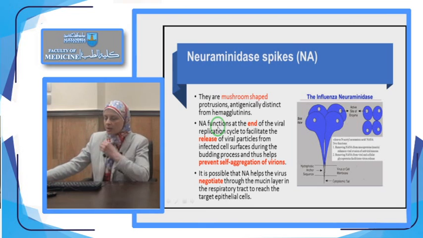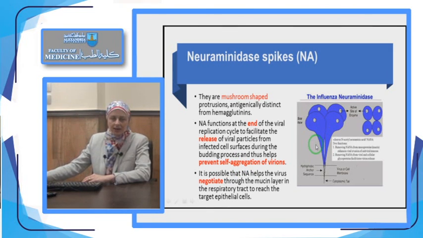The function of the neuraminidase: it functions at the end of the replication cycle to facilitate the release of the viral particle from surfaces during the budding process. So it prevents the self-aggregation of the virions inside the cell. It helps with the release. It is also possible that it helps the entry of the virus by helping it negotiate through the mucous membrane in the respiratory tract to reach the target epithelial cells.